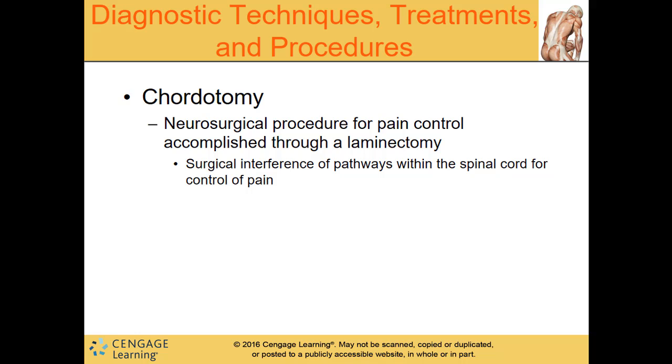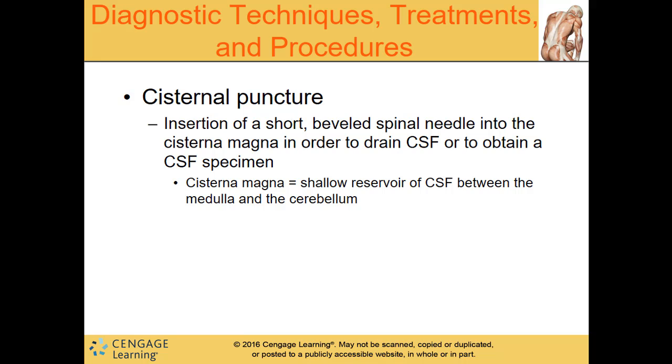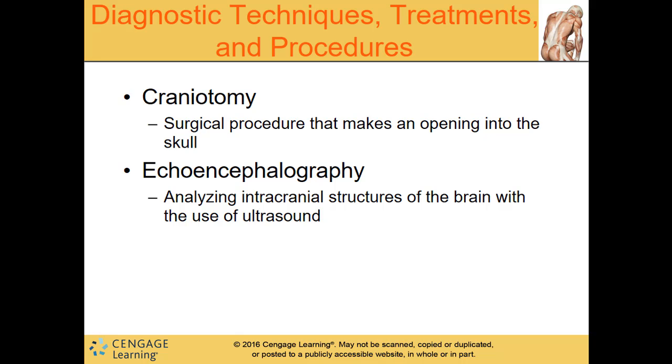Cordotomy. Neurological procedure for pain control accomplished through a laminectomy. Surgical interruption of pathways within the spinal cord for control of pain. Cisternal puncture. Insertion of a short beveled spinal needle into cisterna magna in order to drain cerebrospinal fluid or to obtain a cerebrospinal fluid specimen. Cisterna magna, the shallow reservoir of cerebrospinal fluid between the medulla and the cerebellum. Craniotomy, a surgical procedure that makes an opening into the skull.